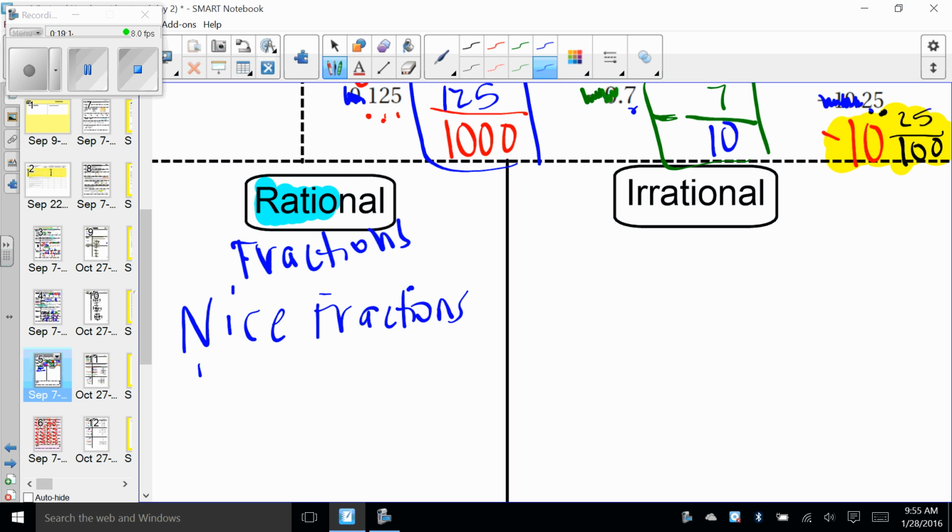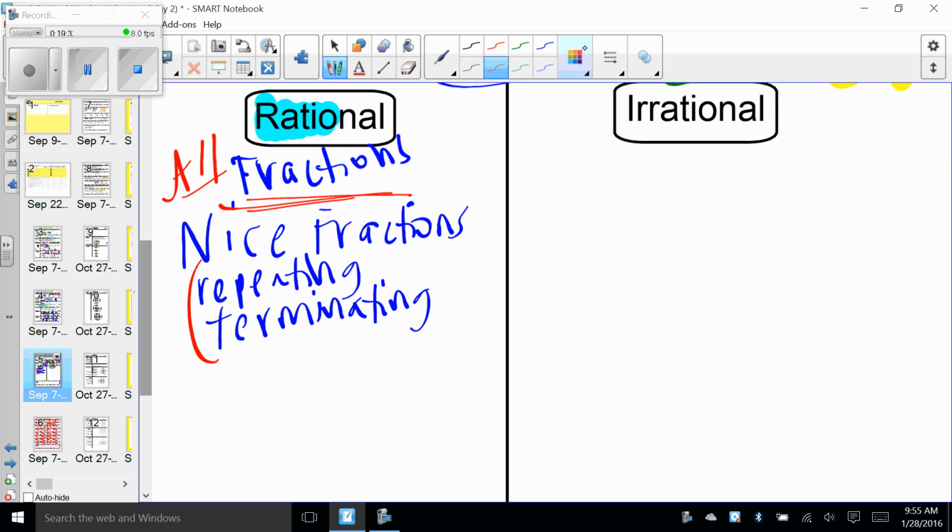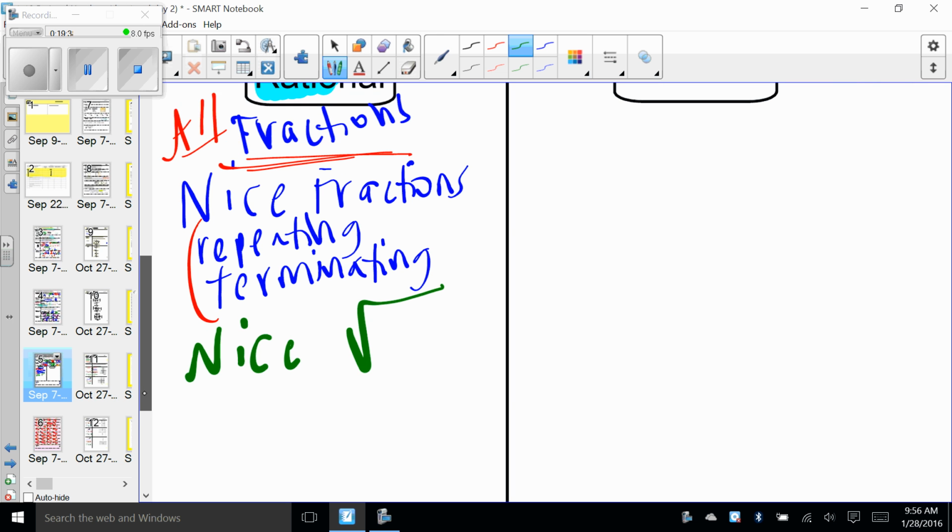So things like repeating, terminating. Go ahead and write. I know it's hard to read. Sorry, I'm using this pen. And when I say nice, I'm just giving you some ideas of what kind of fractions, but really it's all fractions, rational numbers. Nice square roots, rational numbers. Those are the rational numbers.